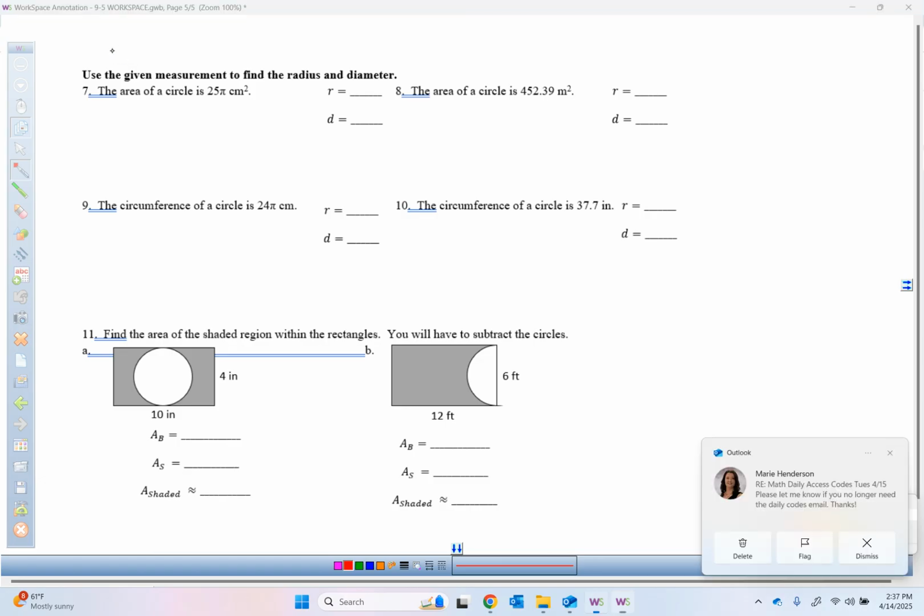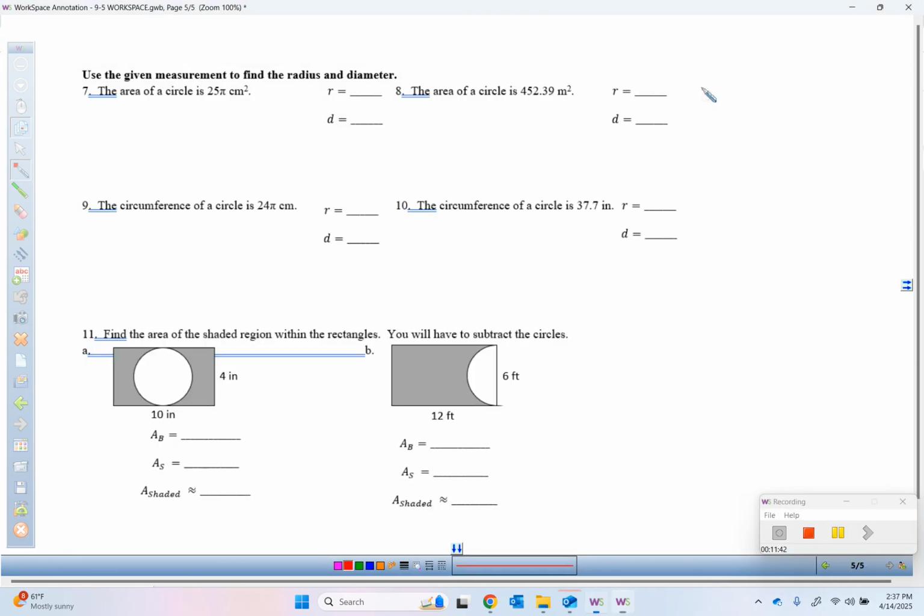So once again, I'm going to write my formulas up above. Area is pi r squared, and circumference is 2 pi r. I'm going to make that a little r. Or we can use pi times diameter, either one. Okay, so for my first one, area of a circle, let's identify my formula. My formula is A equals pi r squared.